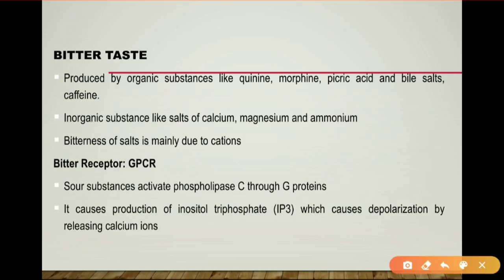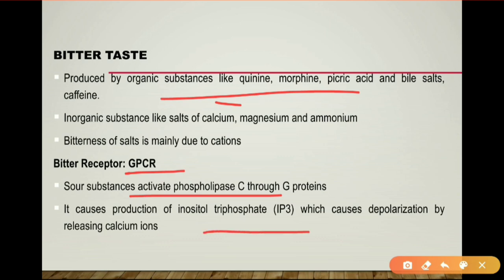Then bitter taste is produced by organic substances like quinine, morphine and picric acid, and the bitter receptor is a GPCR. The bitter substances activate phospholipase C through the G proteins, and it causes production of inositol triphosphate, which causes depolarization, releasing the calcium ions.